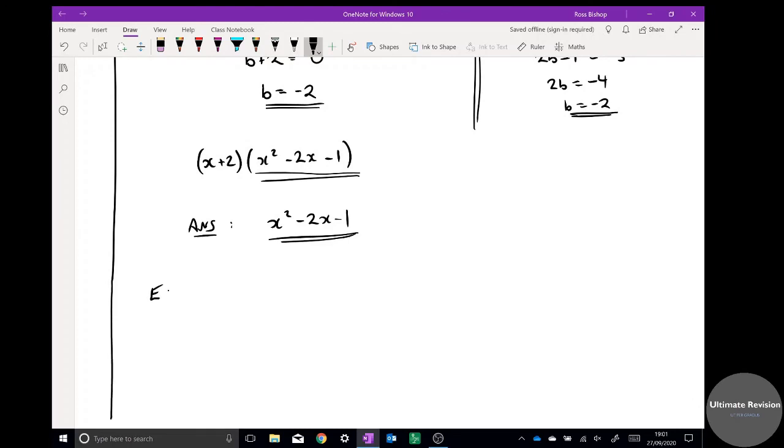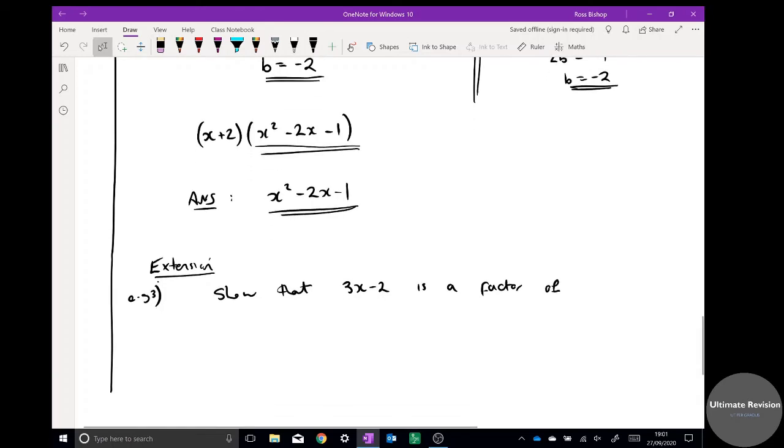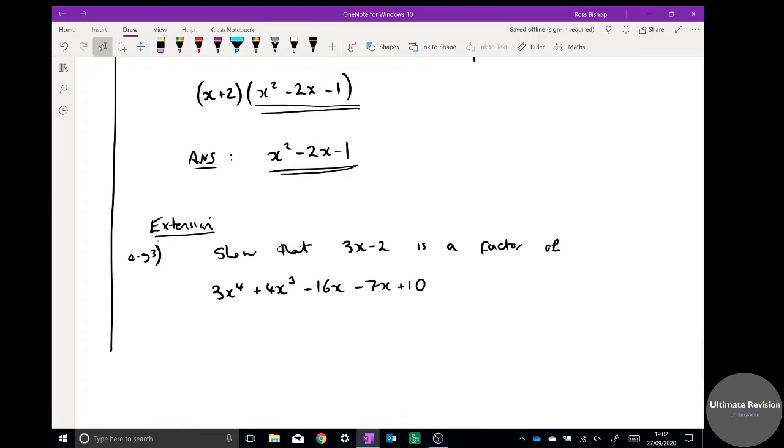Just as a little bit of an extension, you might get asked this. So let's go straight in. Example 3: show that 3x minus 2 is a factor of 3x to the 4 plus 4x cubed minus 16x squared minus 7x plus 10. Okay. So show that 3x minus 2 is a factor of that.